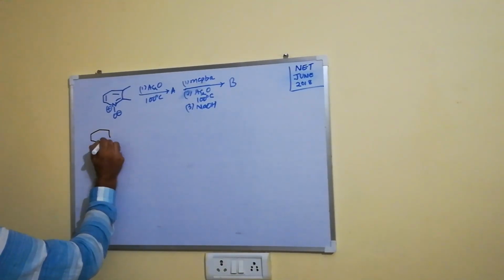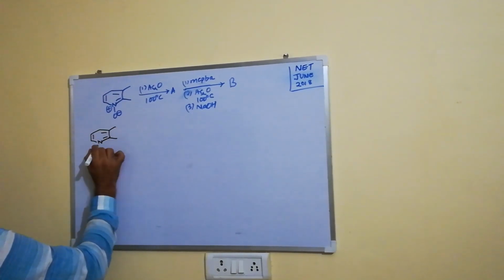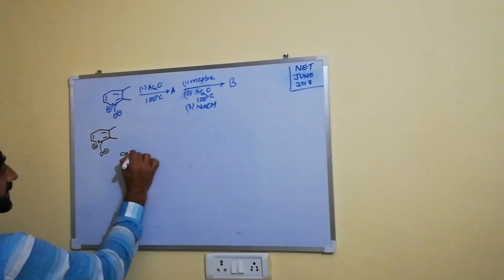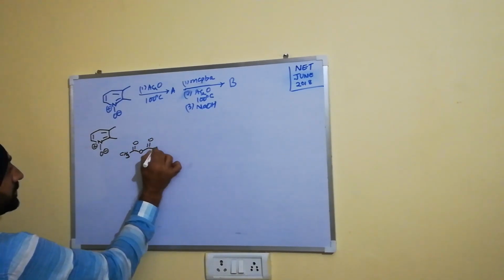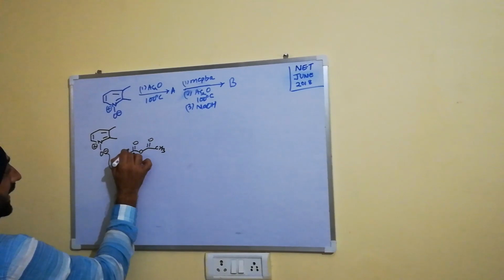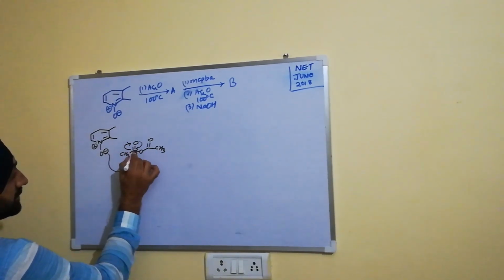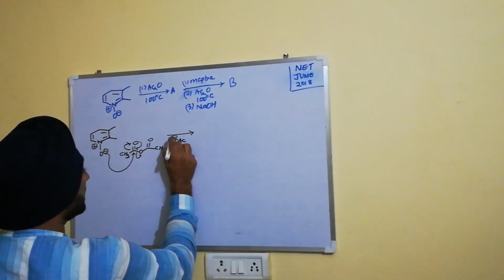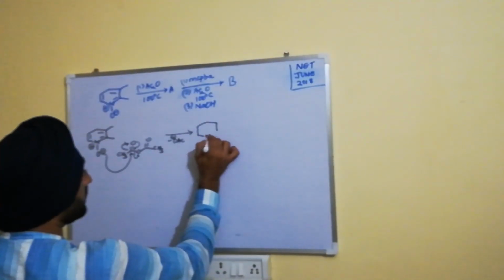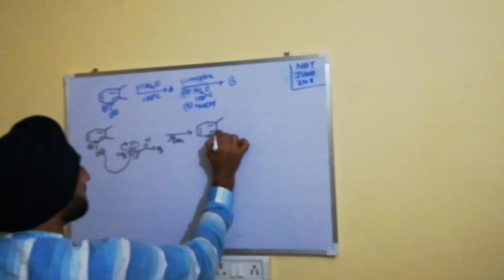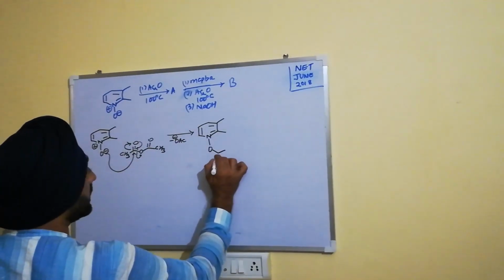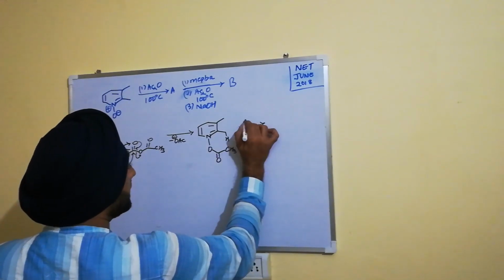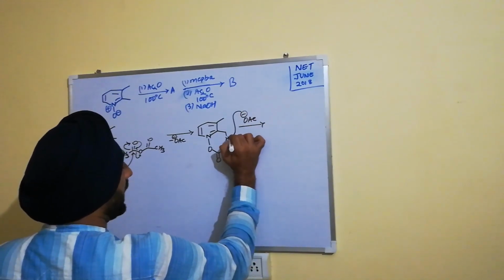Now, when we have these N-oxides and they are treated with acetic anhydride, this is acetic anhydride. So this oxygen attacks, this bond moves. When it comes back, it releases the acetate ion. So we have this minus, this is the leaving group. Now, the acetate ion that has been released acts as a base to abstract this proton.